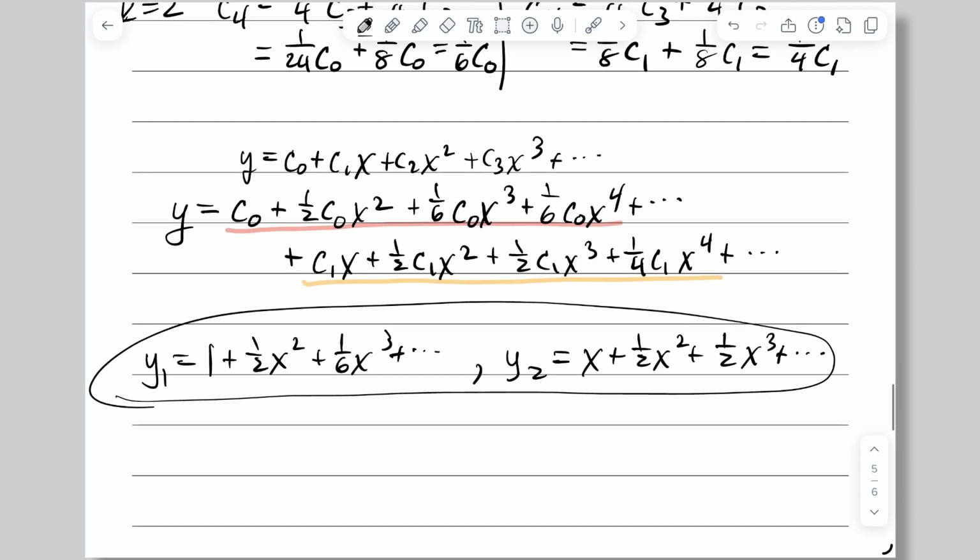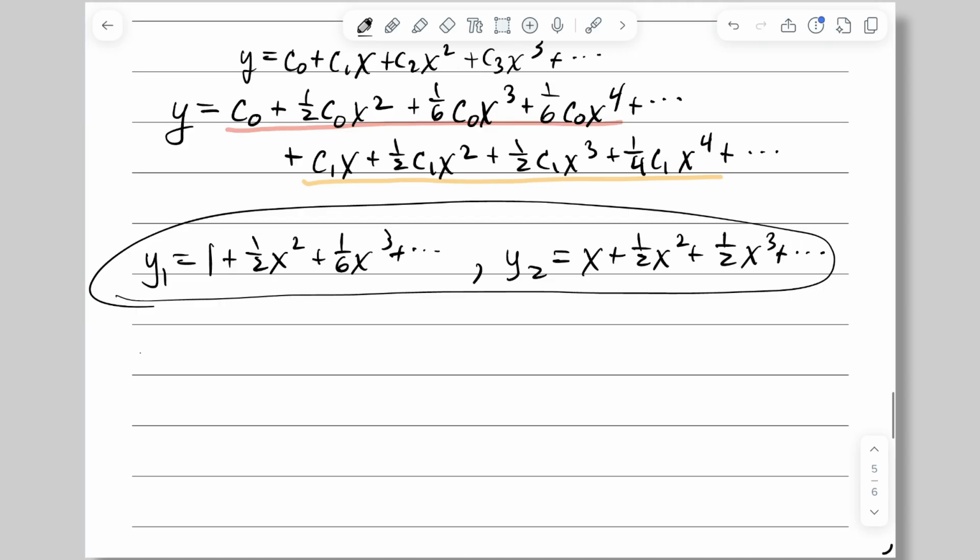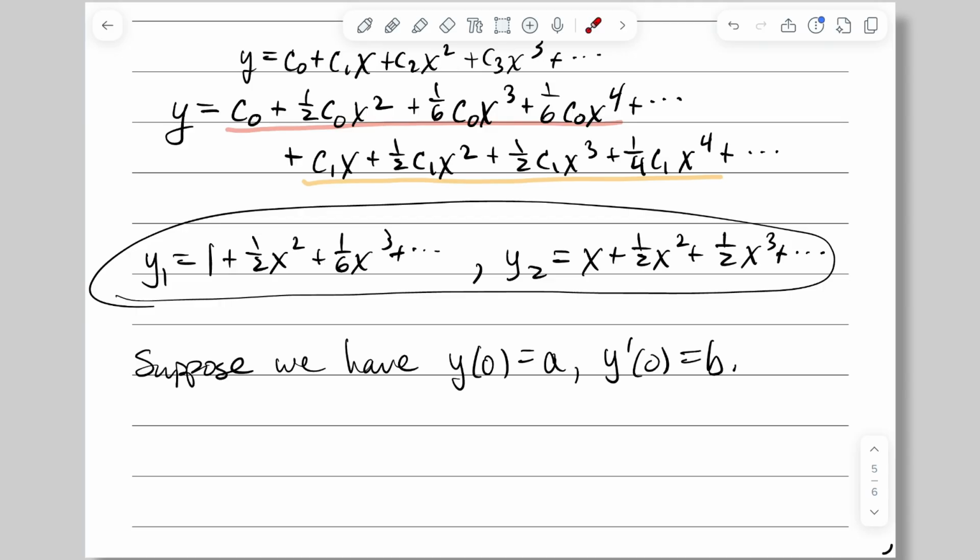Now I'd like to throw in a quick word about initial conditions. Suppose we know that y of 0 is equal to a and y prime of 0 is equal to b. Remember, that means when x is 0, y is a. If x is 0, then all the terms except for c sub 0 become 0. That will give us that c sub 0 is equal to a.